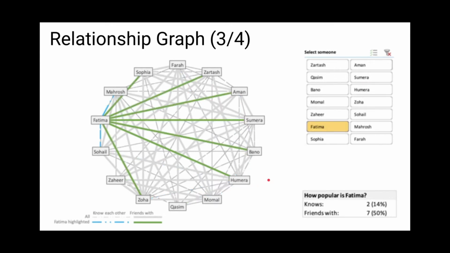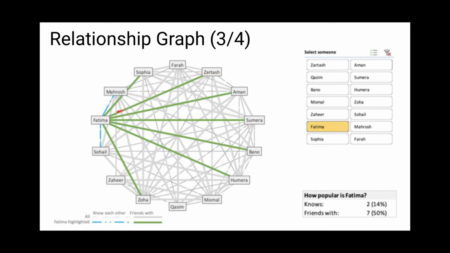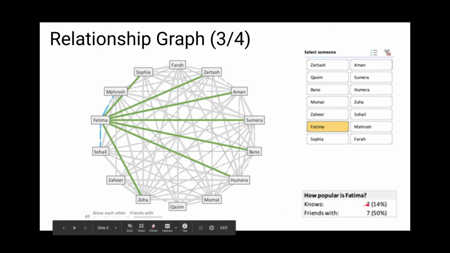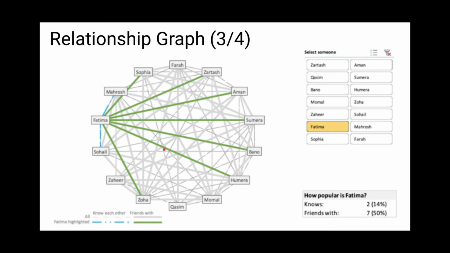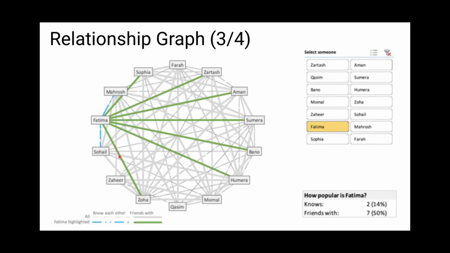In another slide, I have a screenshot that shows the connections of Fatima with other people. Fatima is a friend of Zartash, and we can see how Fatima is connected to other people and how Zartash can connect to other people through her. So here we can see that Fatima knows 2 people and Fatima is friends with 7 people. Again, the strong relationships are shown by the green lines and the weak relationships are shown by the dotted blue lines.